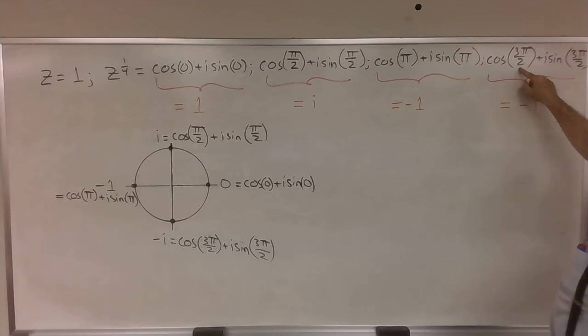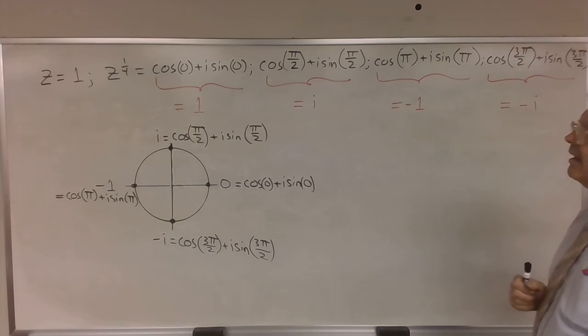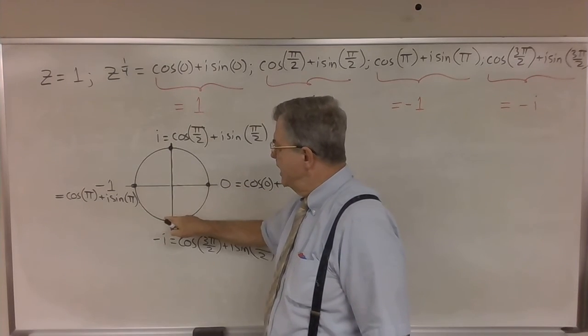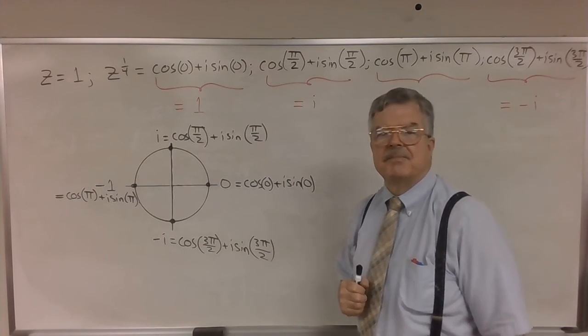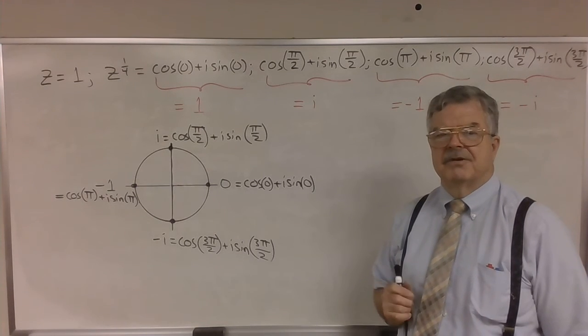Well, anyway, 3 pi over 2, 3 pi over 2. These are the 4th roots of 1, and yes, they are equally spaced around the circle.